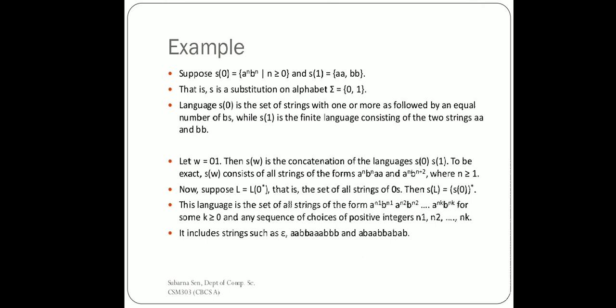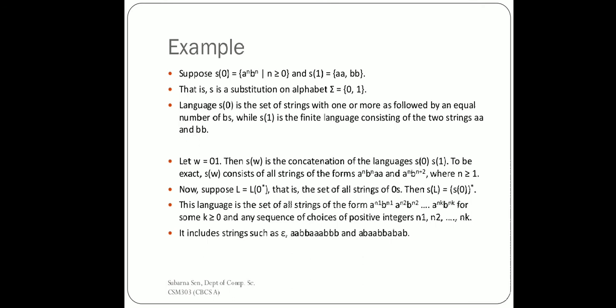That's why s(0) is one substitution. Wherever the 0 symbol is, we are going to find out with which value or with which string we are going to replace that 0. That is a to the power n, b to the power n, can be anything, right? And wherever we will get 1, we will replace that with aa or bb, right? So these are the substitution languages with which we can substitute our original strings.